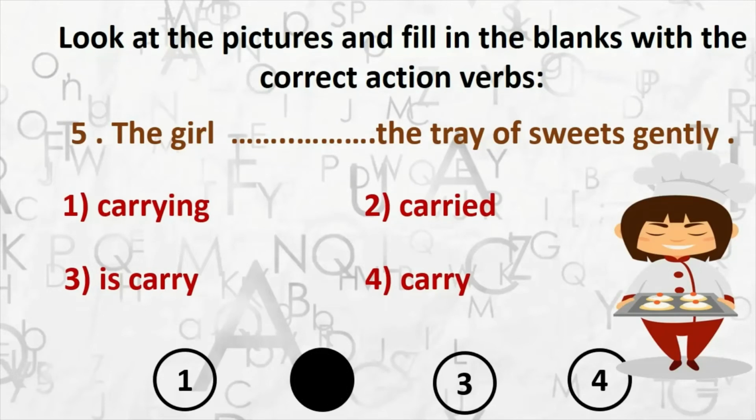The girl carried the tray of sweets gently. How did she do it? She did it very, very gently because the sweets are looking very delicate. Okay, so this was pattern number 1 for you: look at the pictures and fill in the blanks with the correct action verbs.